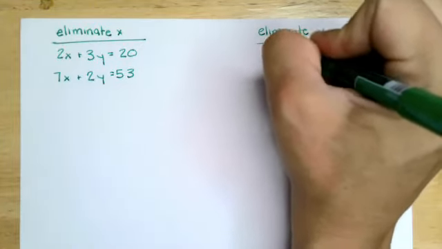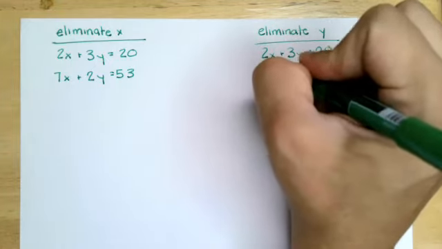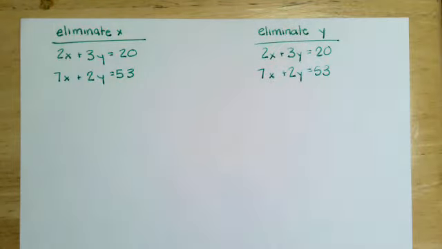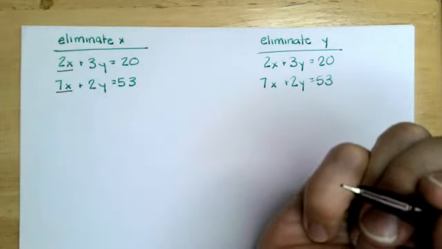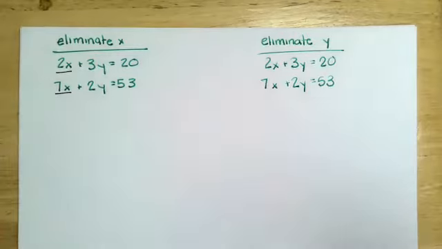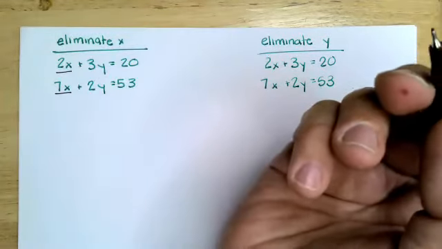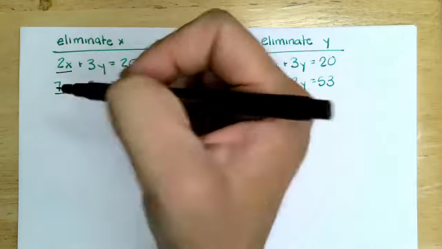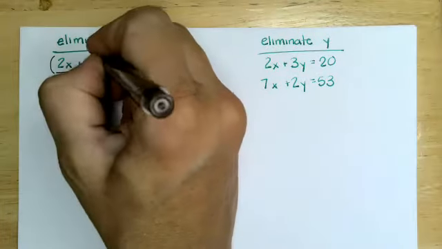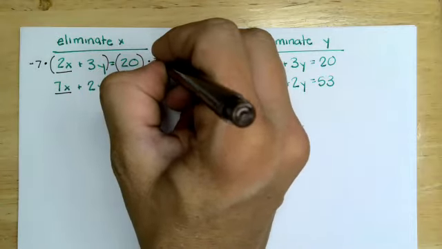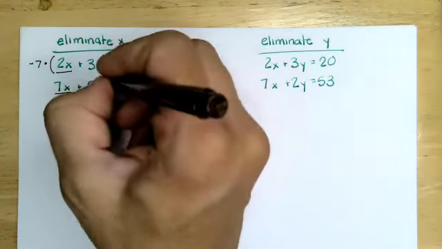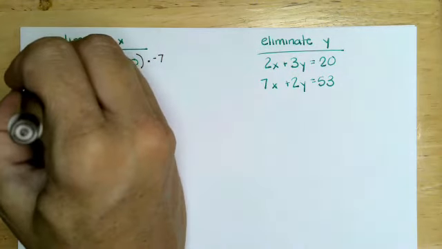2x plus 3y equals 20. 7x plus 2y equals 53. All right, so if I want to eliminate x, I have a 2x and a 7x. The common multiple for 2x and 7x, the smallest one I can think of, is 14, right? So I want to turn one of these into a positive 14 and one into a negative 14. So here, I would just multiply by -7. And it doesn't matter if you choose negative or positive 7, as long as one becomes negative and the other is positive. So this time down here, I would multiply by 2.